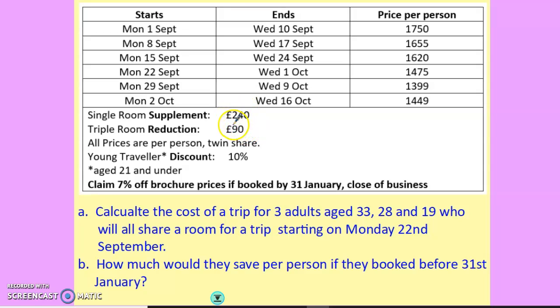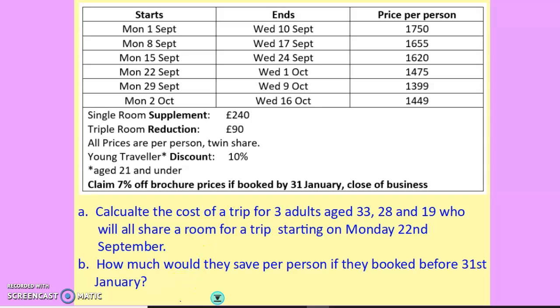There is a single room supplement. So if you want just a single room, you need to pay £240 more. There's a triple room reduction. So if there's 3 of you going, you can pay £90 less if you're all willing to share a room. All prices here are per person for a twin share. You get a young traveller discount of 10% if you're under 21. And you can get 7% off the brochure price if you book by the 31st of January.